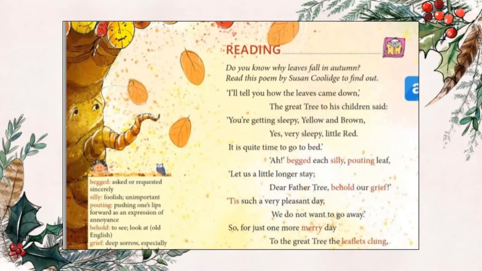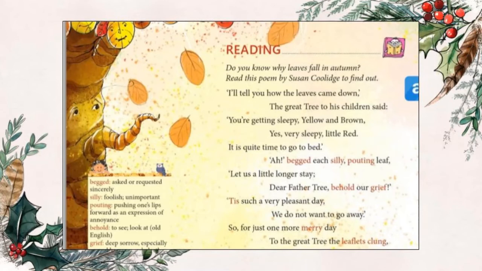Students, actually, in this poem, the poet describes the tree as a father and leaves as children. In this poem, the father tree tells his children, it means the leaves, that they are getting sleepy. If we feel very tired, what do we do? How do we look? We look very dull and our eyes become red. The same way, the leaves are getting sleepy and it is time to go to bed. But the leaves did not want to go to sleep.